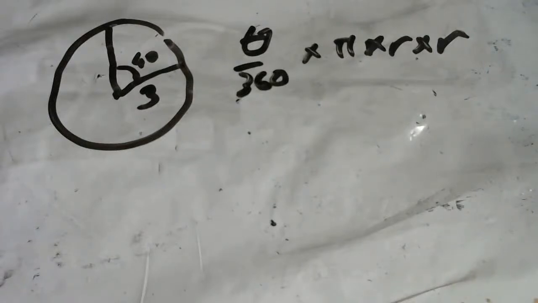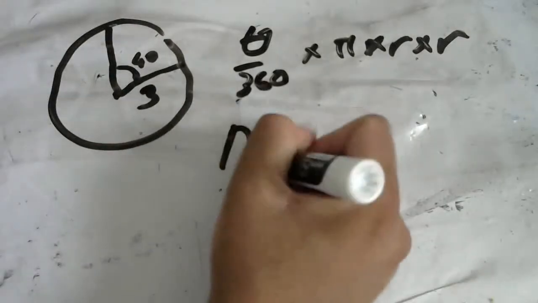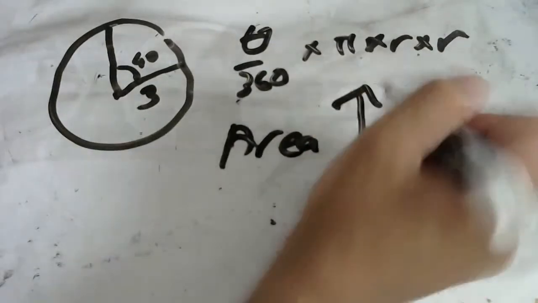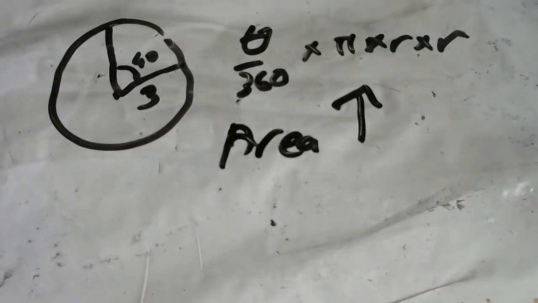Okay, so it's theta over 360 times pi r squared is the area formula. That's the area formula there. All right, copy that down for me and then do the question. Work out the area of that minor sector.